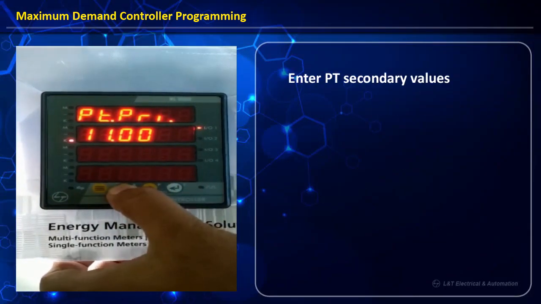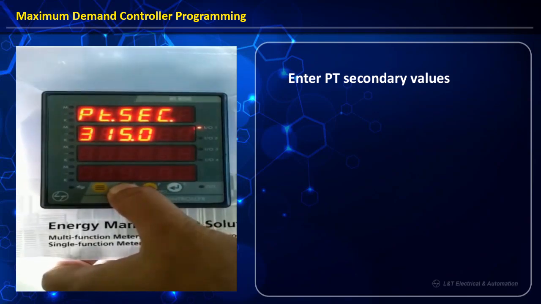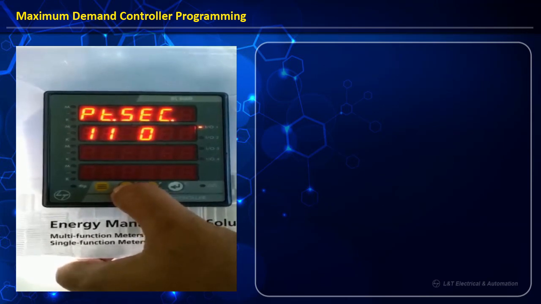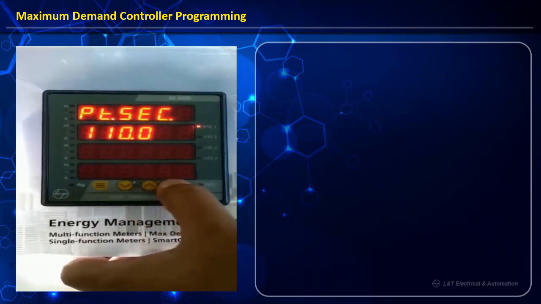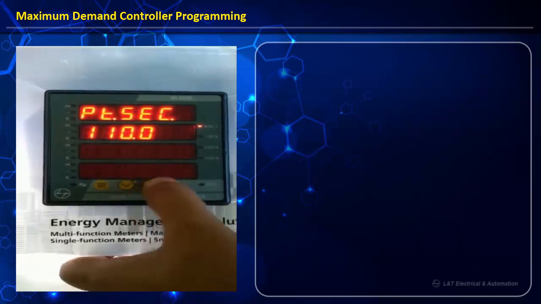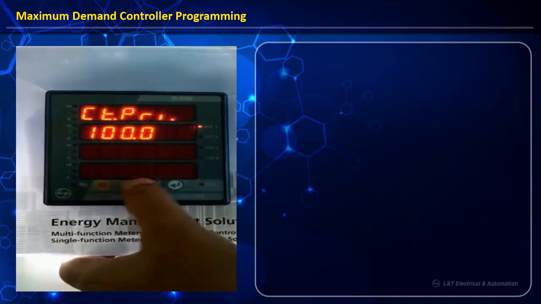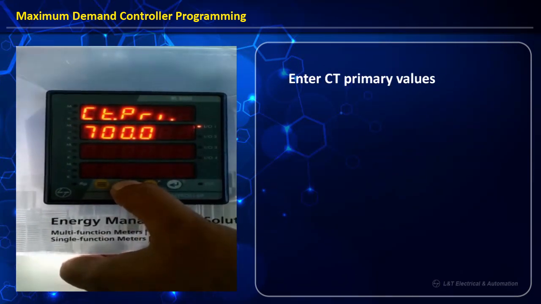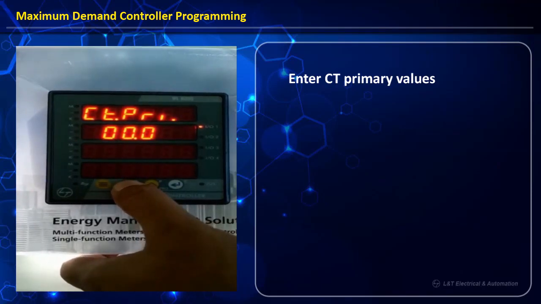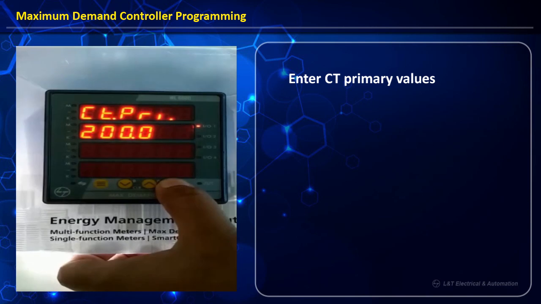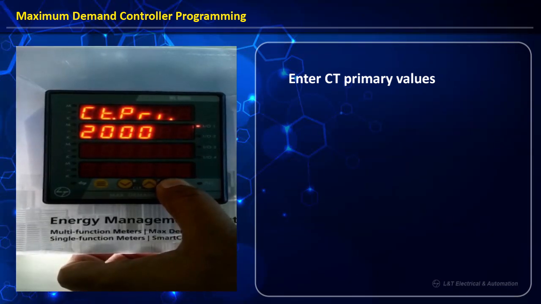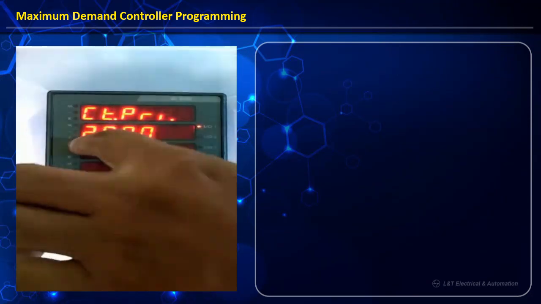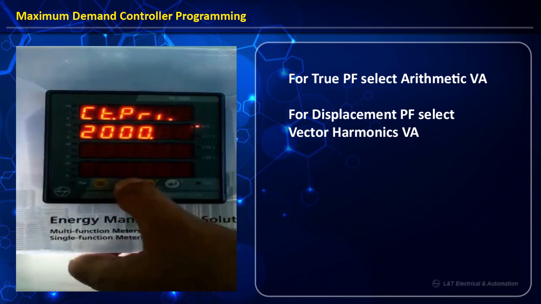Next we move to PT secondary. We will change this from 415 to 110. Next we have CT primary, which we will change to 2000 by 5. So 2000 we will feed in CT primary by choosing the appropriate decimal value without a K. CT secondary is 5.